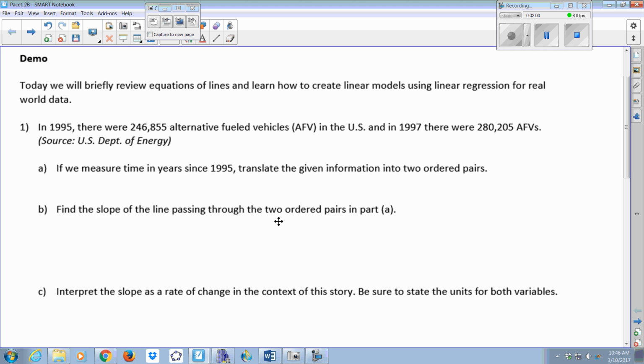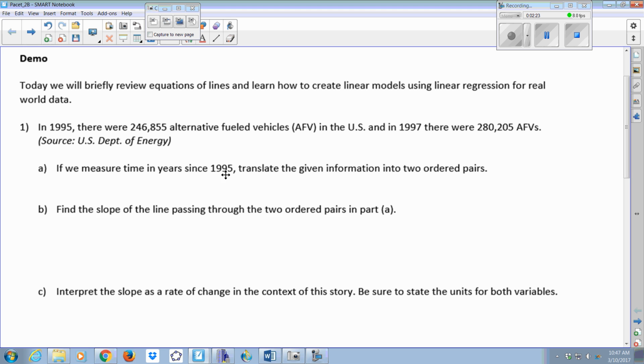Okay, and this is from the U.S. Department of Energy. So this is real data. This isn't just made up, okay? So often, and this again is just a quick review of lines, often you're given either 2 points on a line if you're just looking at a situation where there's not a context. But today we're going to be looking at situations where we have real data.